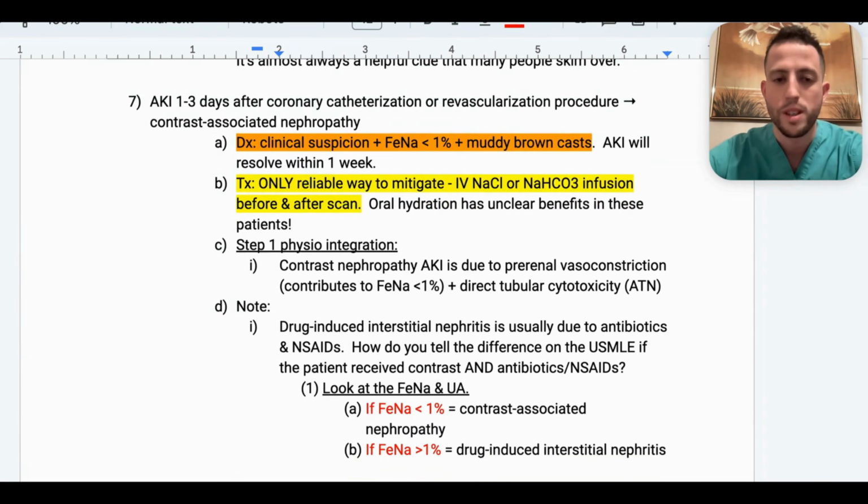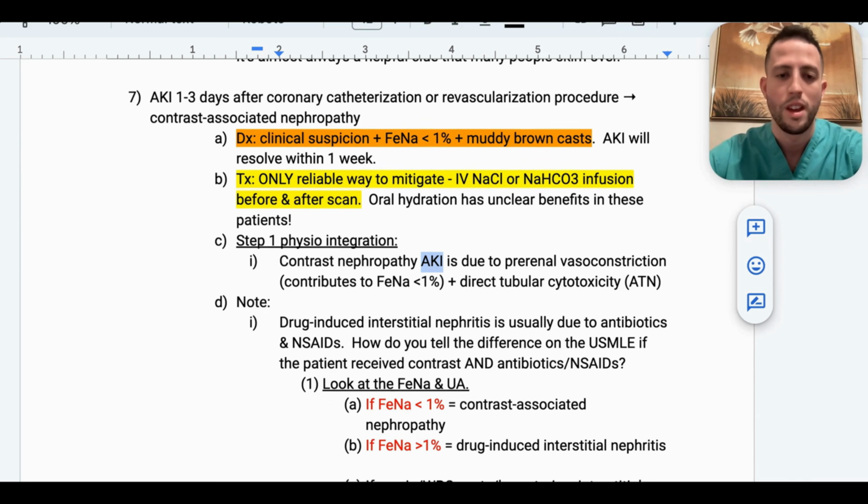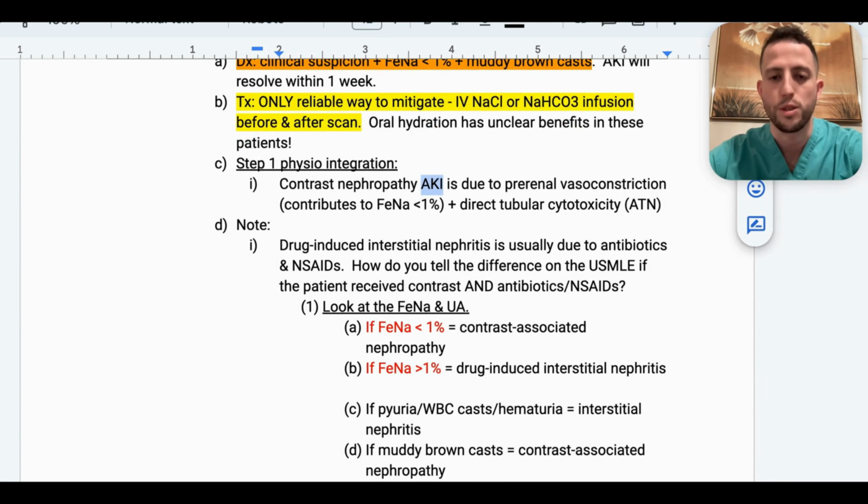A Step 1 physiology integration: contrast nephropathy AKI is due to prerenal vasoconstriction, and that will contribute to the FENA of less than 1%. It also has a component of direct tubular cytotoxicity, so it can cause an ATN picture as well, with the muddy brown casts. An important thing to note: drug-induced interstitial nephritis is usually due to antibiotics and NSAIDs on the USMLE.